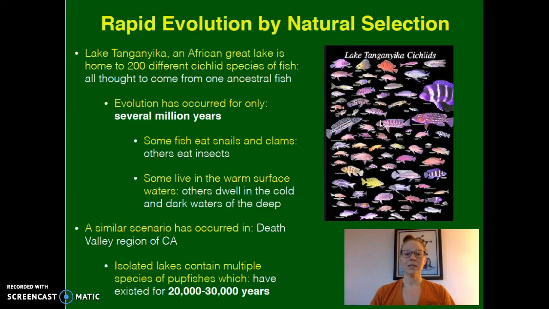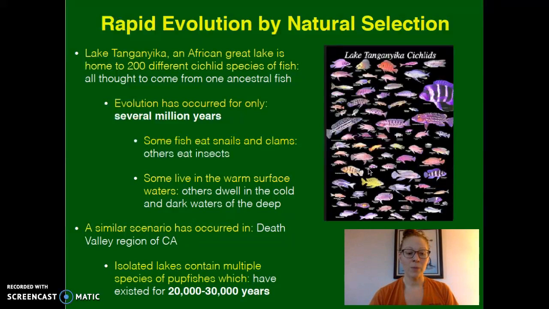An example of rapid evolution we have seen in isolated lakes, one in Africa called Lake Tanganyika. It is understood to have had one ancestral cichlid, and over several million years, which seems like a long time for evolution to happen but actually is pretty fast, it produced about 200 different species of cichlids that are vastly different. And so for so many changes to happen in that quick of a time, that is an example of rapid evolution.